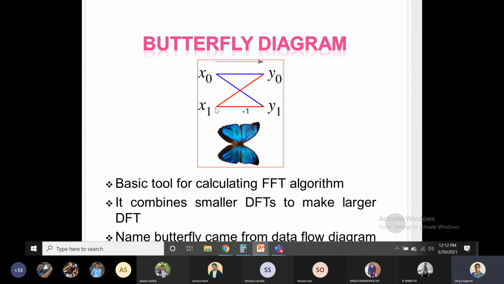Because in the first stage it doesn't matter. When it comes to the second stage only, the twiddle factor, the effect of the twiddle factor will come into picture.